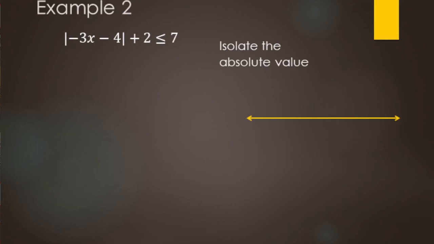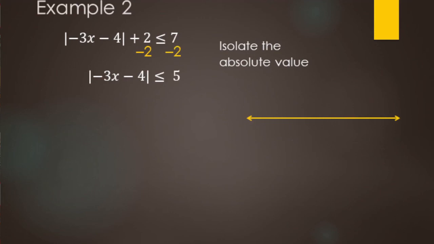So we do need to isolate this absolute value. We want absolute value and then less than or equal to and then a number. So this plus 2 is not where we want it. So we're going to subtract 2 from both sides of that inequality. So that just leaves us with negative 3x minus 4, no more 2's, is less than or equal to 7 minus 2 makes 5.